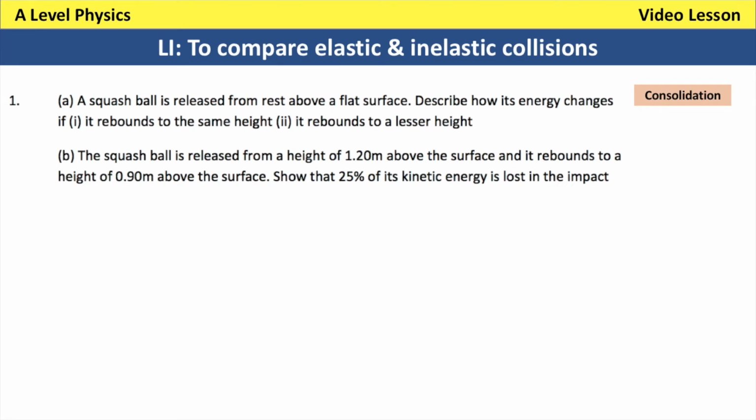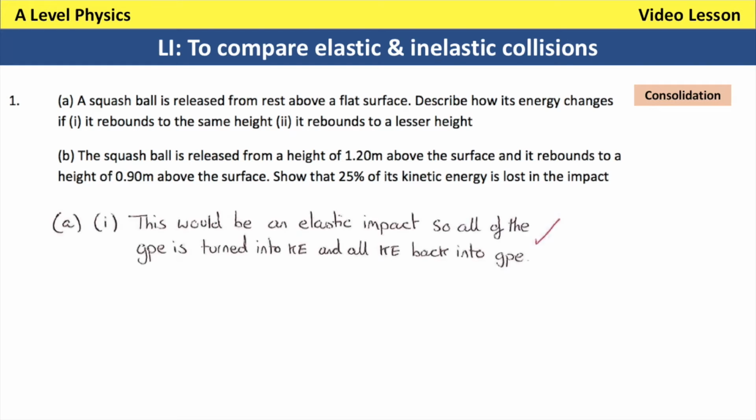Consolidation question 1. A squash ball is released from rest above a flat surface. Describe how its energy changes if it rebounds to the same height and then if it rebounds to a lesser height. Well, if it rebounds to the same height, then that must mean that this is an elastic impact. So all of the gravitational potential energy is turned into kinetic energy as it descends, and then all of that kinetic energy back into gravitational potential energy as it rises back up to the same height.